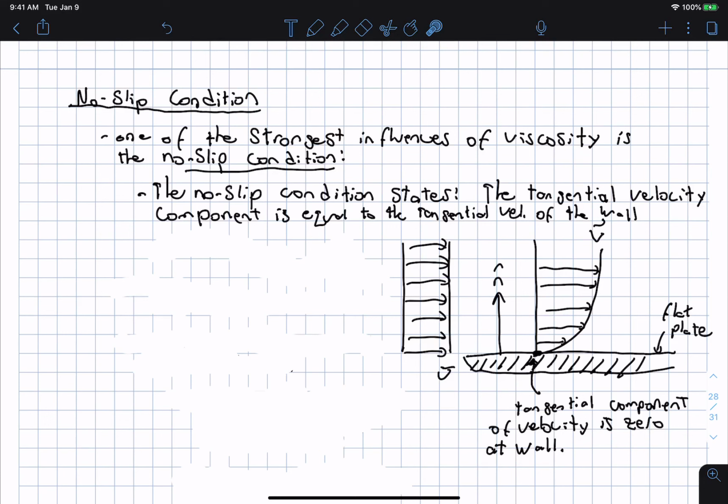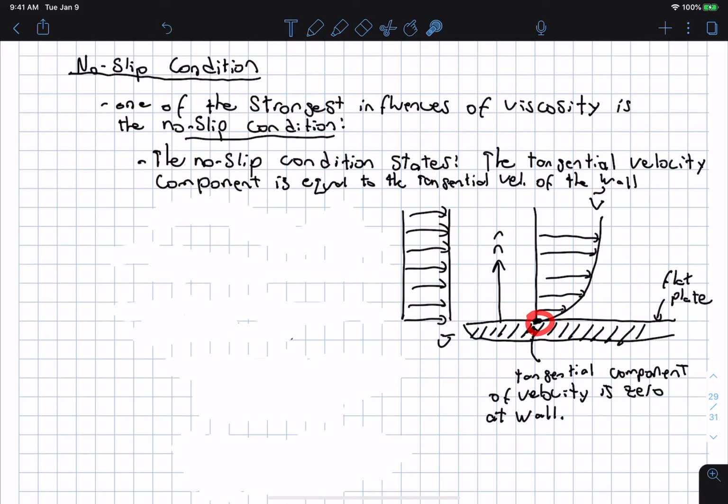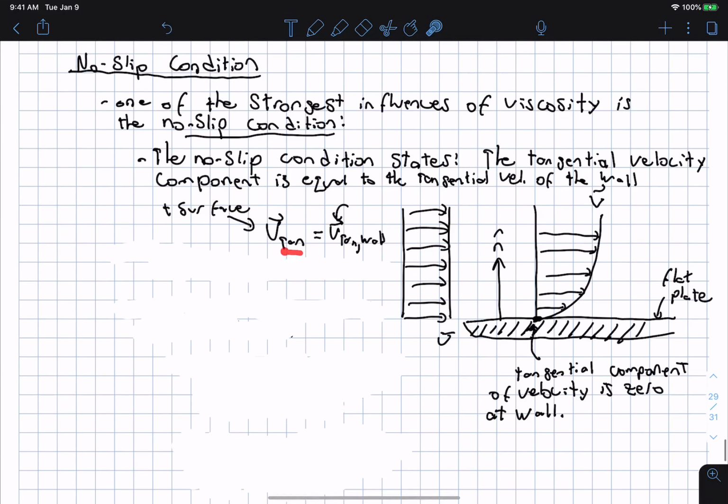Okay, and so that's the no-slip condition. It just means that the velocity in the direction of the surface, or the velocity that is trying to go across the surface, is 0. Basically, it forces the velocity to be 0. And mathematically, this means that the tangential velocity of the fluid is equal to the tangential velocity of the wall. Okay, so that's basically how it is.